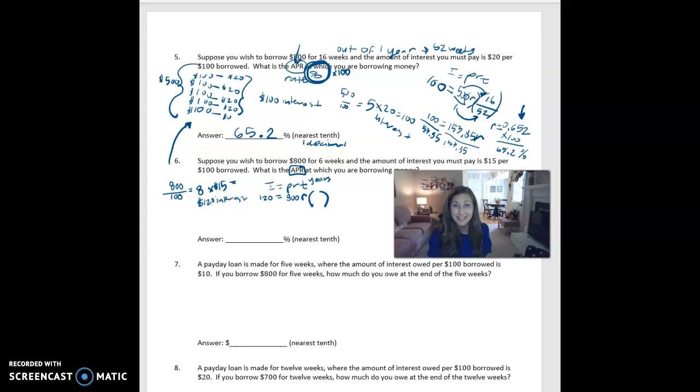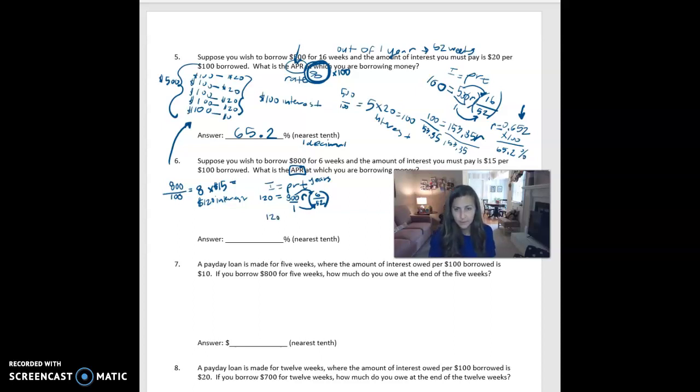You cannot put a 6 here. That means 6 years. But what we want is 6 weeks. And we know out of an entire year, there are 52 weeks. So I put 6 over 52. Again, I put a 1 under 800. I multiply 8 times 6, and then I divide that by 1 times 52. So I'll put that in my calculator. 800 times 6, and then divide that by 52.